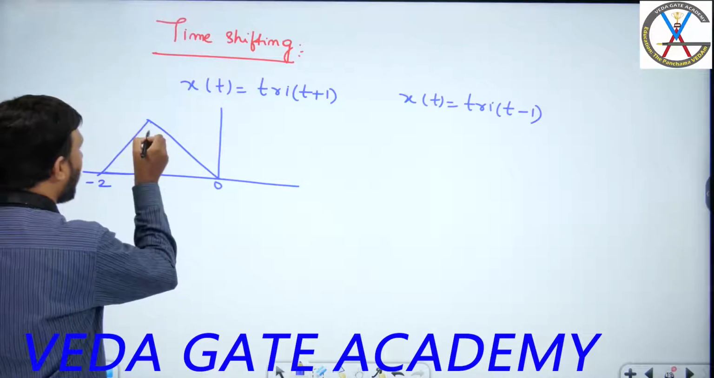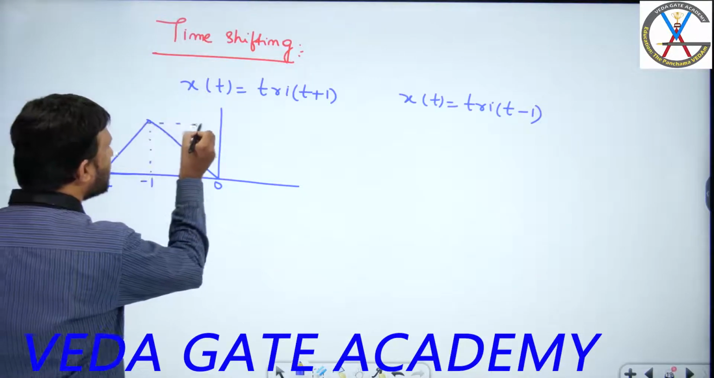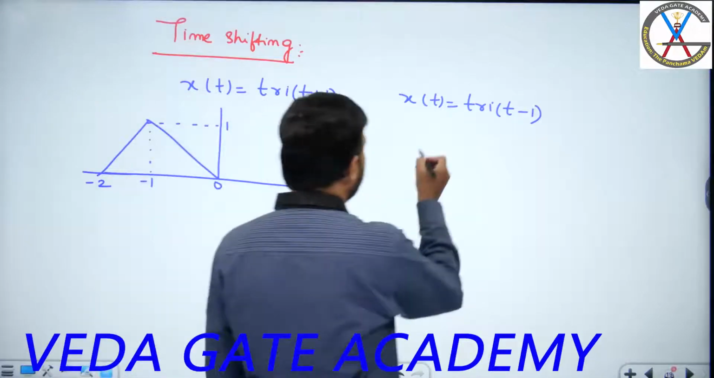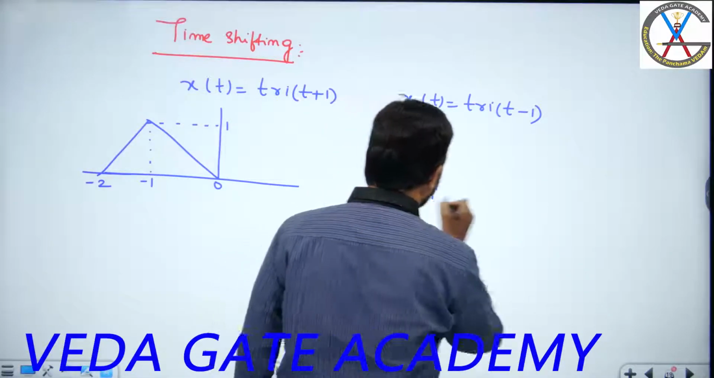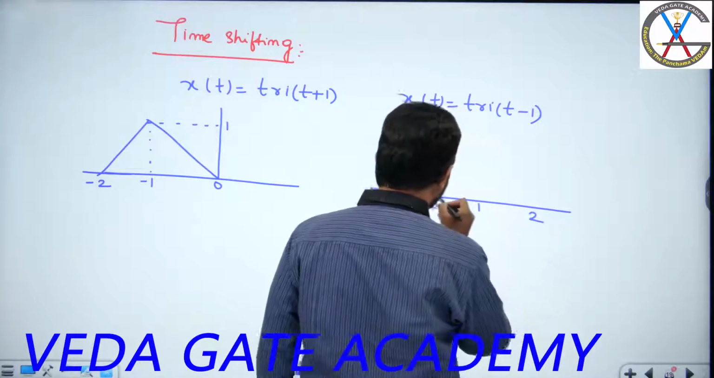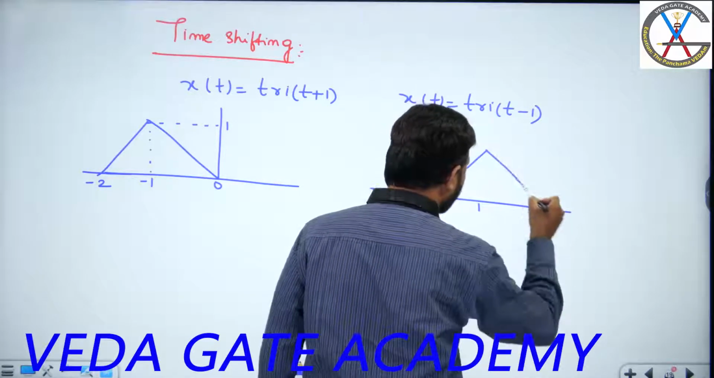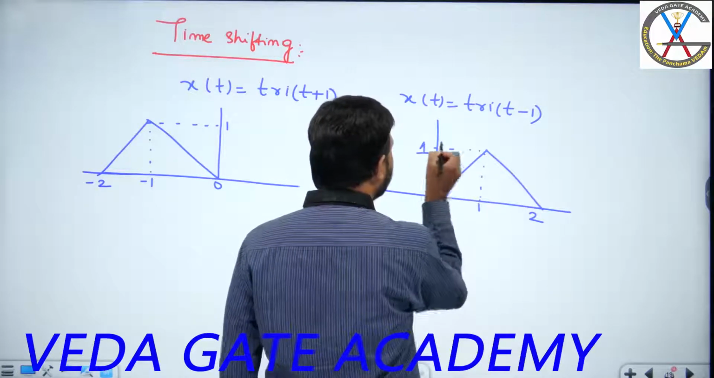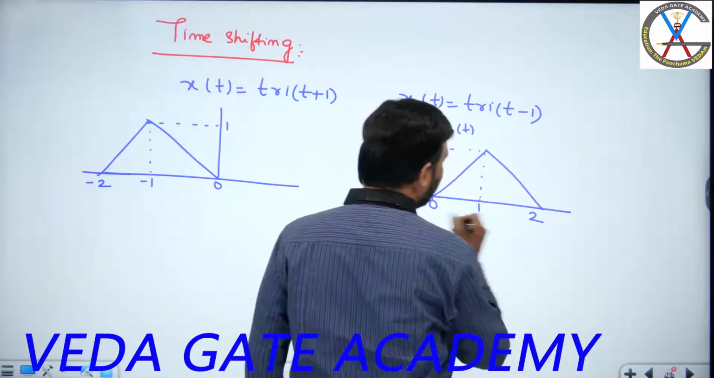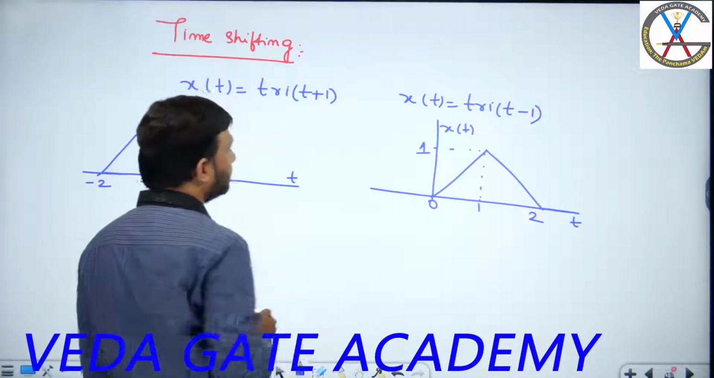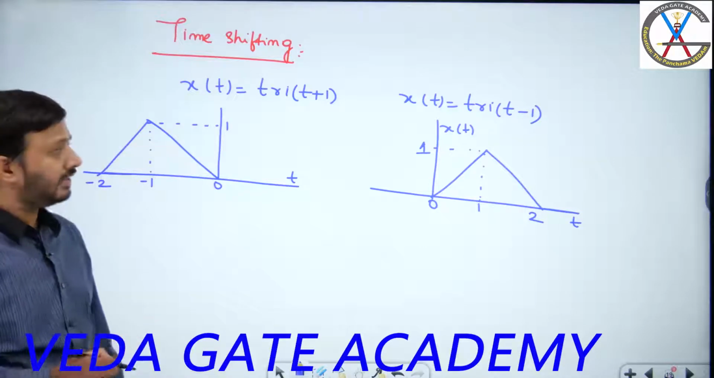This is tri t plus 1. Hope you are all comfortable. Tri t minus 1 is the delayed version of tri t by 1 unit. Simply shift the signal tri t to the right by 1 unit. This is what you are going to do. Okay, time shifting is done.